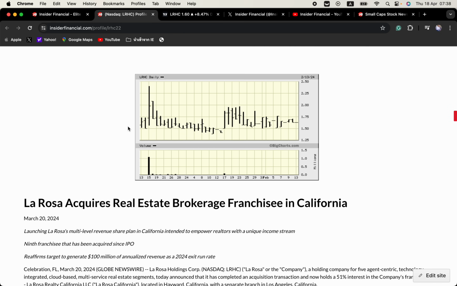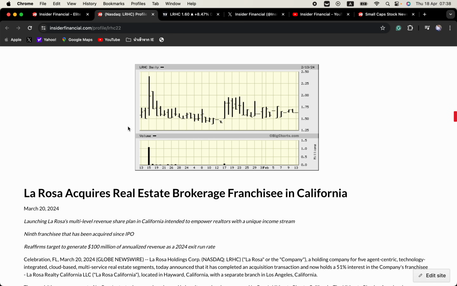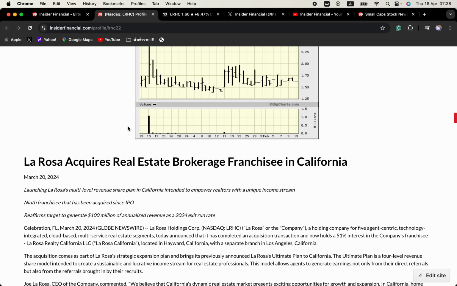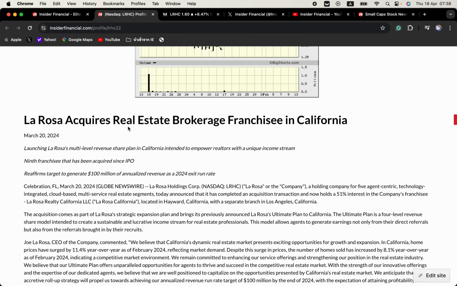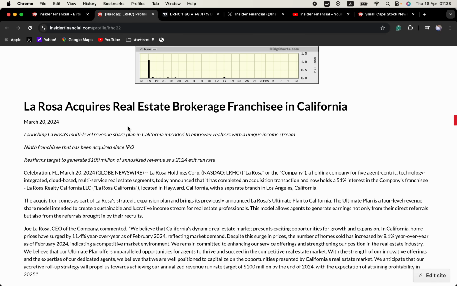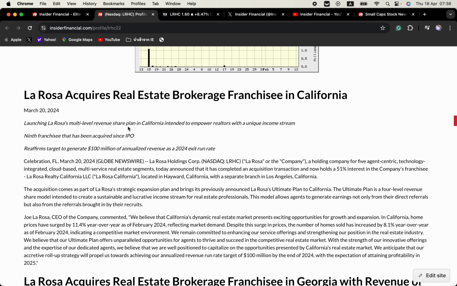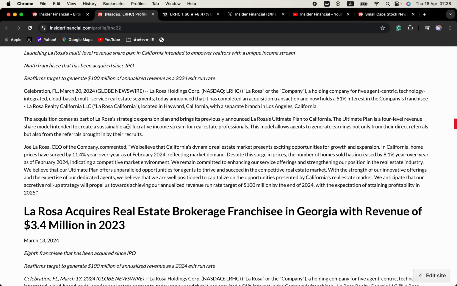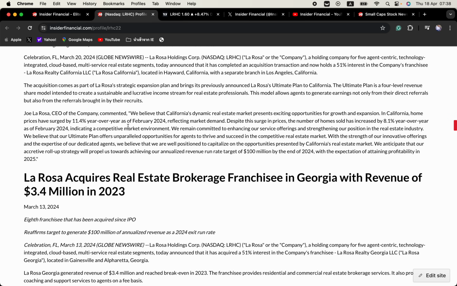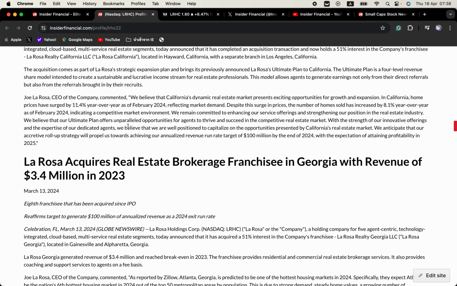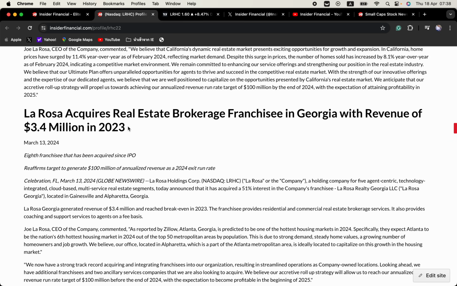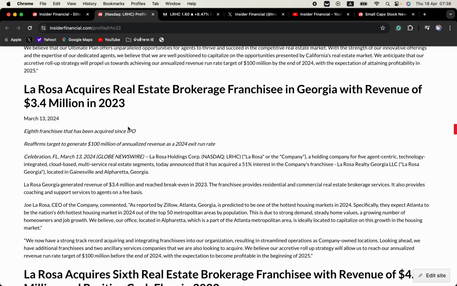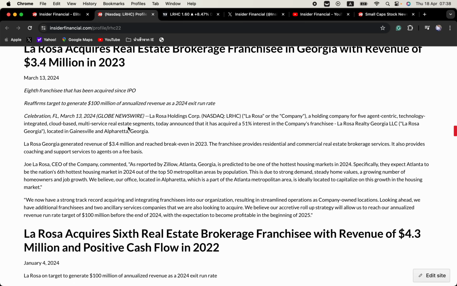La Rosa Holdings serves as the holding company for a suite of agent-centric, technology-integrated, cloud-based, multi-service real estate companies. The principal entity, La Rosa Realty LLC, has earned its place in the top 75 residential real estate firms in the United States as recognized by the National Association of Realtors, the leading trade association in the U.S. real estate industry. The brainchild of the operation is CEO Mr. Joseph La Rosa, a successful real estate developer, business and life coach, author, podcaster, and public speaker.